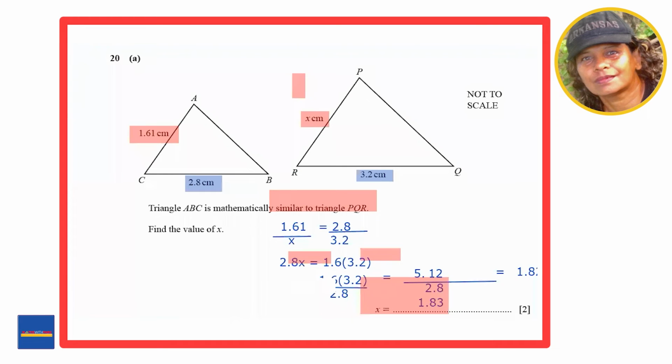Moving on to question 20, here we have a similar situation where it's similar triangles, so ratios of corresponding sides are equal. So here we're going to say that 2.8 corresponds to 3.2, and 1.61 corresponds to x. So we have 1.61 over x is equal to 2.8 over 3.2. It's just arithmetic, and when we do it, we end up with x is equal to 1.3.